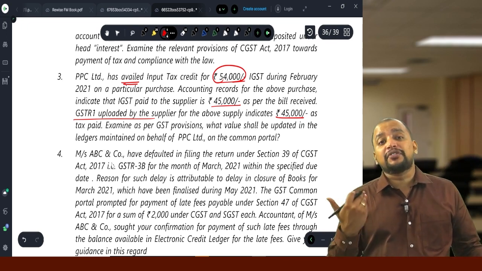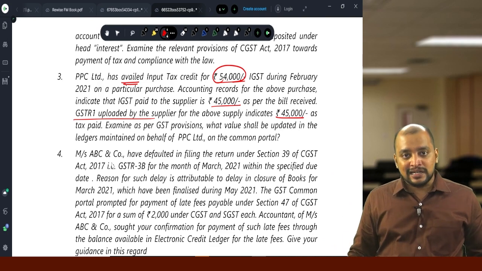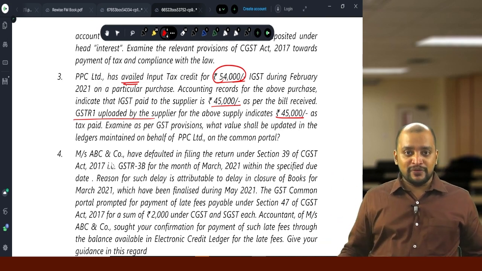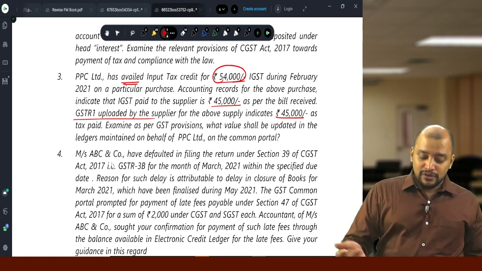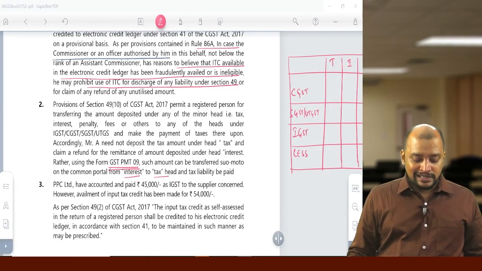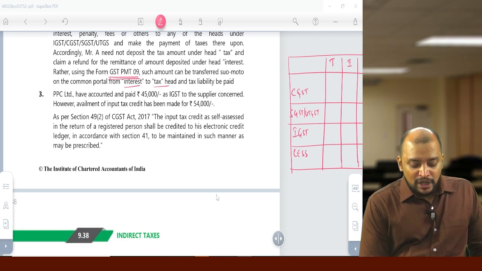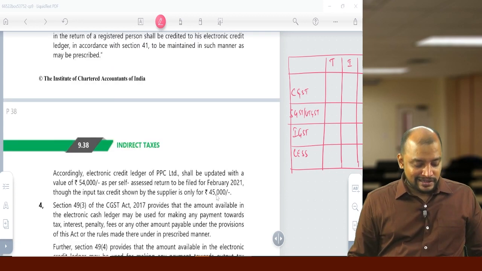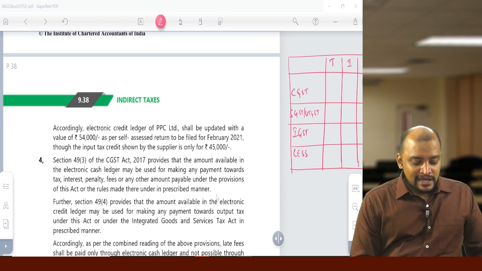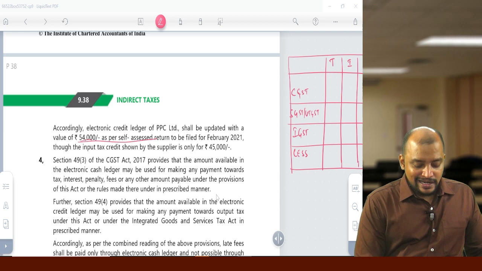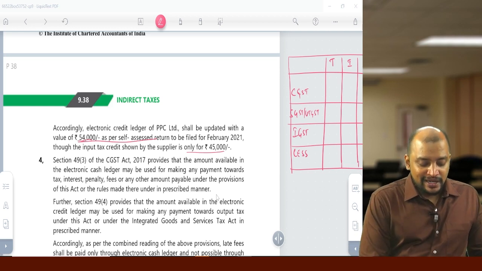We cannot take 54,000 as ITC at all, first of all, because only matched credit can be taken. As this question is as per the old provision, suppose we are availing 54,000, that 54,000 will be going into the credit ledger. Understood or not? So the input tax credit shown by the supplier is only 45,000, but the credit ledger will be created with 54.